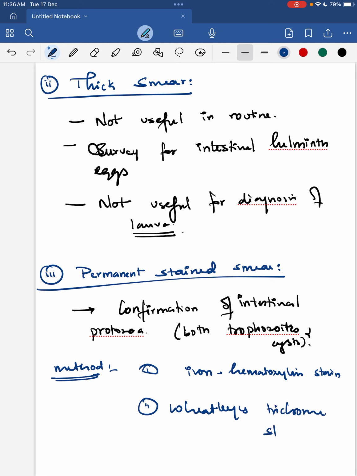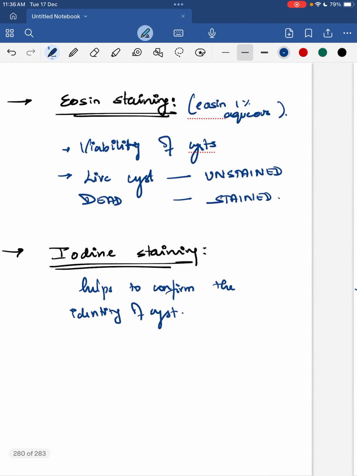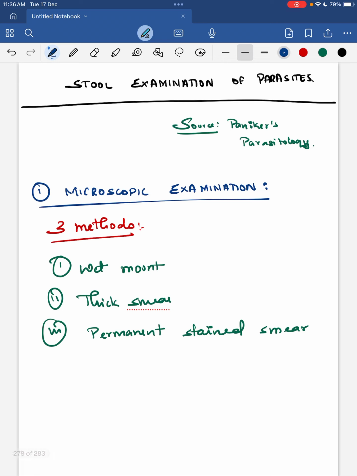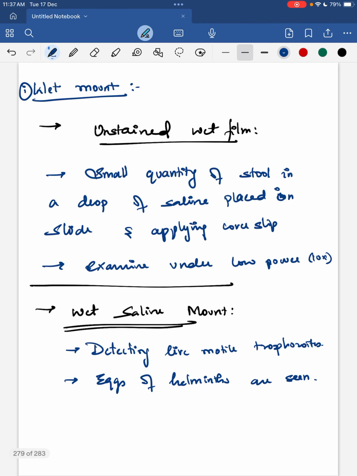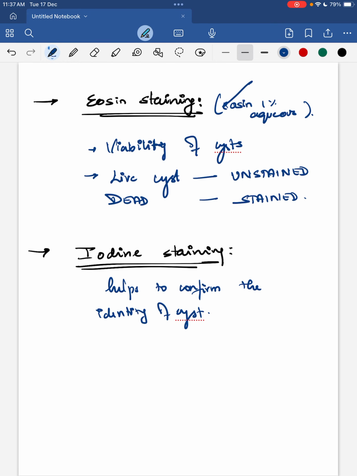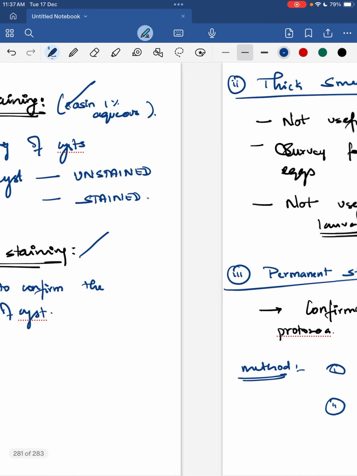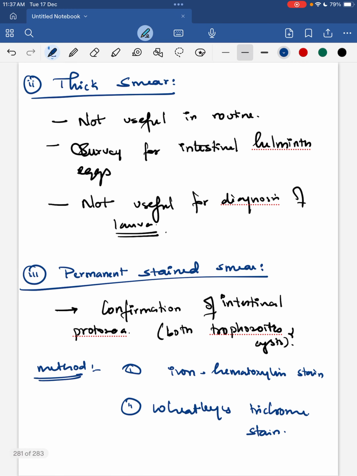So coming to the first one, that is your microscopic examination. You have wet mount, thick smear and permanent stain smear. In wet mount you have 4. That is your unstained wet film, wet saline mount. Next will be your eosin, and fourth one will be your iodine staining. Well, coming to the thick smear, it is not done routinely for your examination. While permanent stained smear, it is mainly used for confirmation. These are the important key points you have to note down for this question, right?